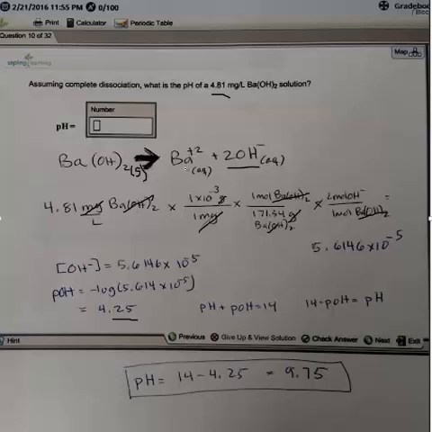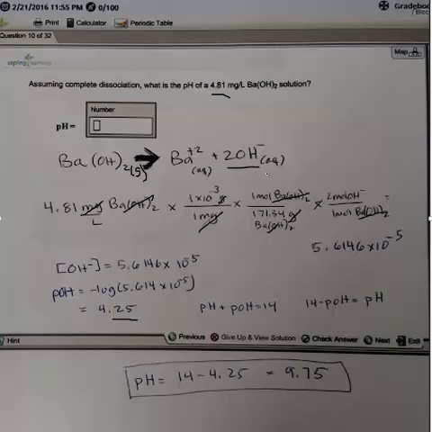Now sometimes cations can impact the pH, but if we look at the conjugate acid of a strong base, these cations never impact the pH. So the only thing we need to figure out is the concentration of hydroxide. Once we figure out the concentration of hydroxide, then we can figure out the pOH, and once we know the pOH, we can easily calculate the pH, since pH plus pOH is equal to 14.